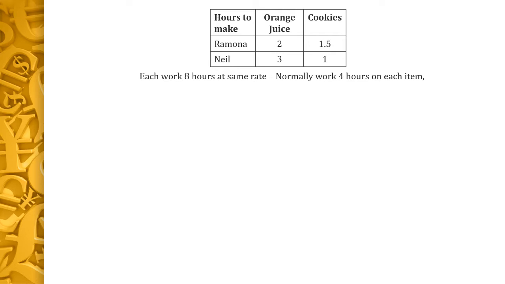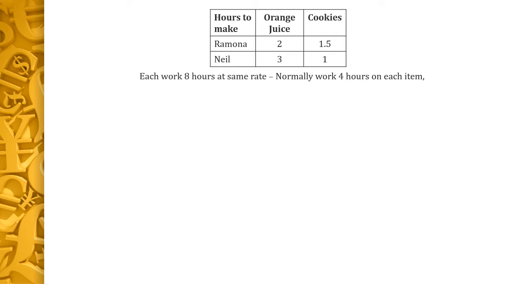We've been told a little bit of information, which is, first of all, that they each work 8 hours a day at the same rate, and that normally they work 4 hours on each item, which means they split their day. So sometimes you'll see them say 4 hours per day, or they evenly distribute their work. Either way, it's the same thing.